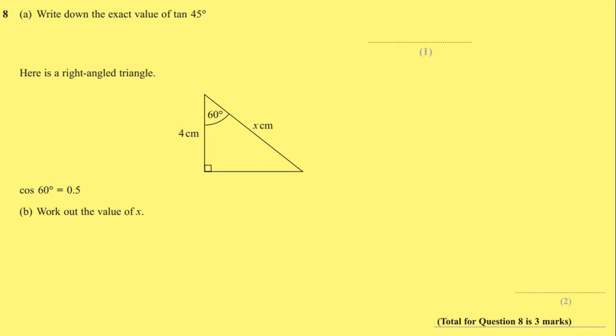Write down the exact value of tan 45. Now, there are a few ways to do this. Some people just memorize it. Some people use some kind of method where they count on their fingers for it. For me, I've never been good at either of those two things, and so I use a magic triangle for it.